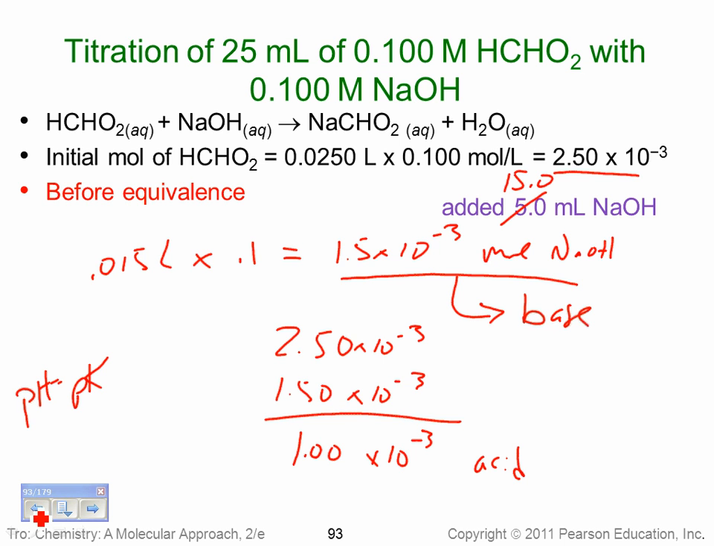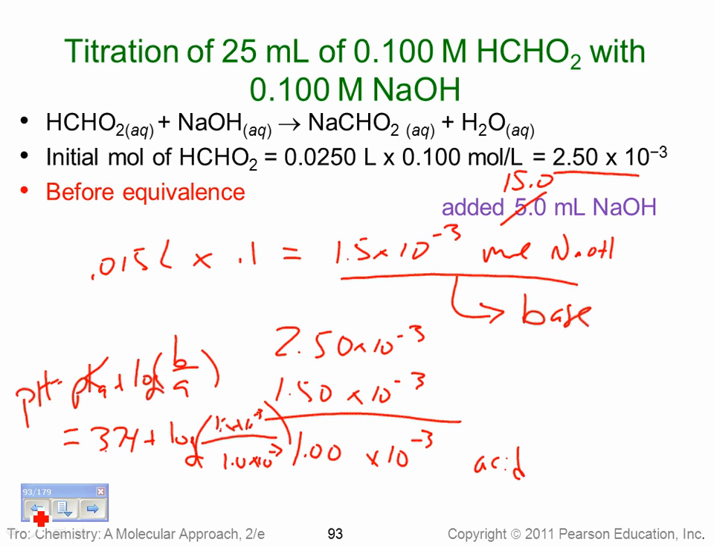pH is pKa plus the log of base over acid. pKa is still 3.74 because it's still the same system. Base is 1.5 times 10 to the minus 3 over 1 times 10 to the minus 3. That's really the log of 1.5. 0.5.